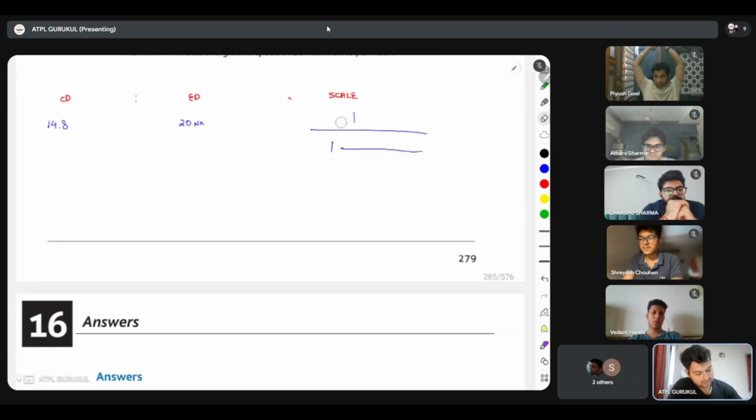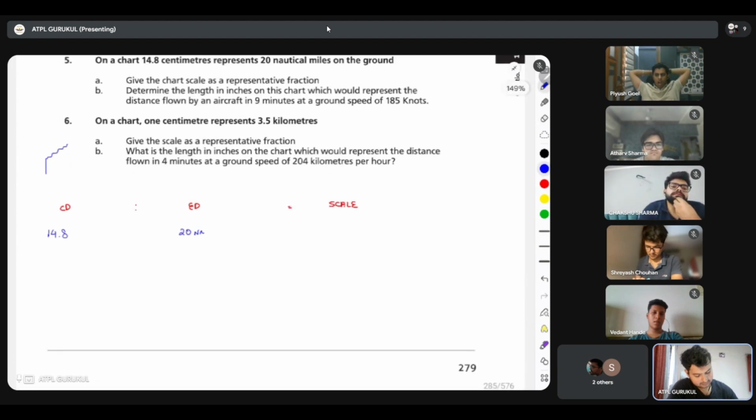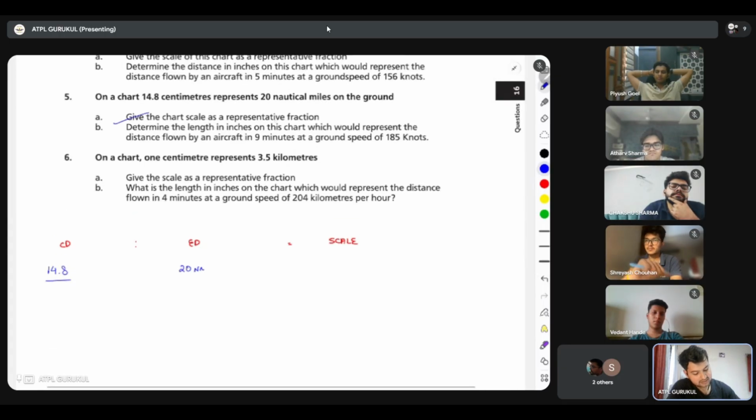So let's start. 20 nautical miles, and this is the chart distance. What is the scale? Give the chart scale as a representative fraction.